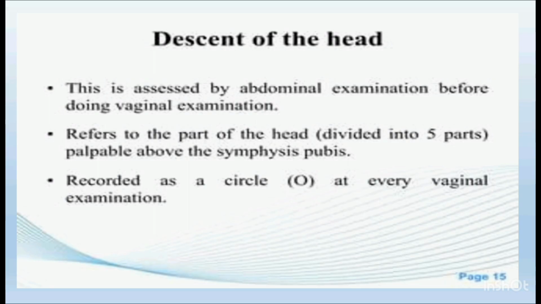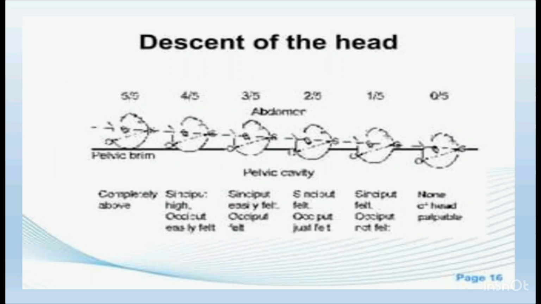And the next assessment is the descent of the head. This is assessed by abdominal examination, before doing any vaginal examination. It refers to the part of the head, divided into 5 parts, palpable above the symphysis pubis, recorded as a circle at every vaginal examination. As you can see in this picture, you can see the descent of head in 5 by 5. Head is in the pelvic brim.